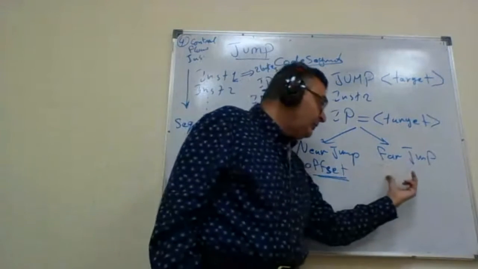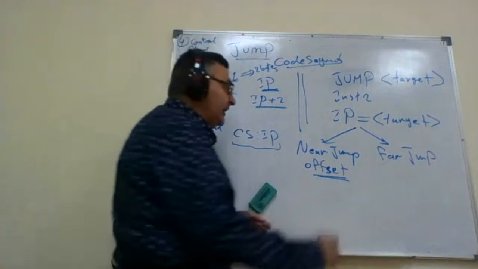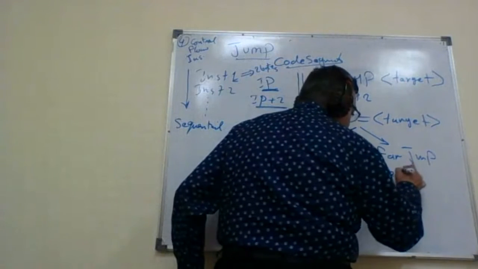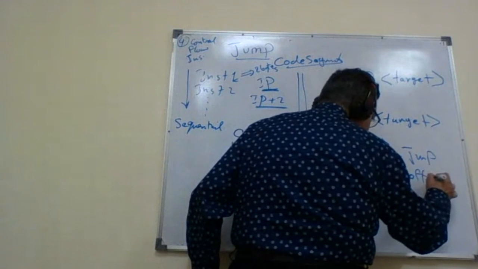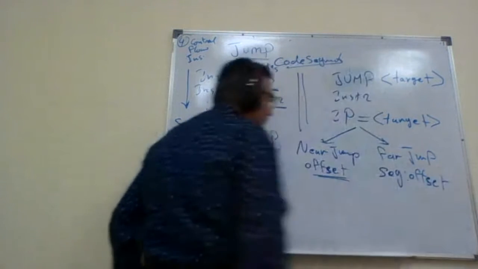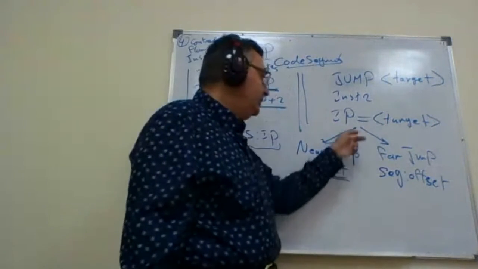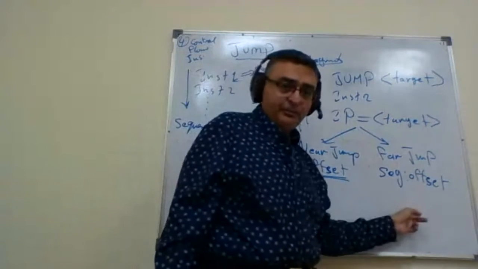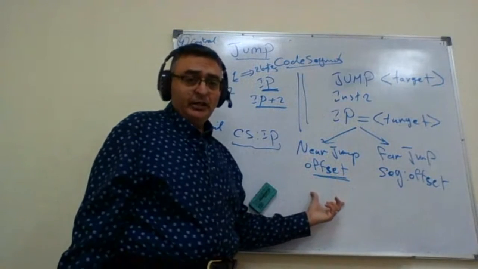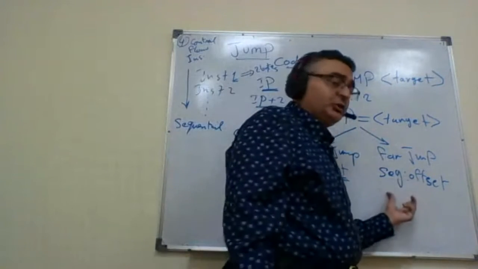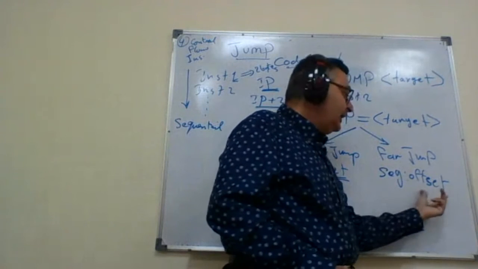Accordingly, far jump is not only providing an offset, it should provide a segment and offset for my jump. And this is the main difference between the near jump and the far jump. Okay, so in the near jump, I expect only to see an offset. For the far jump, I expect to see segment, usually the extra segment, the ES, and an offset.